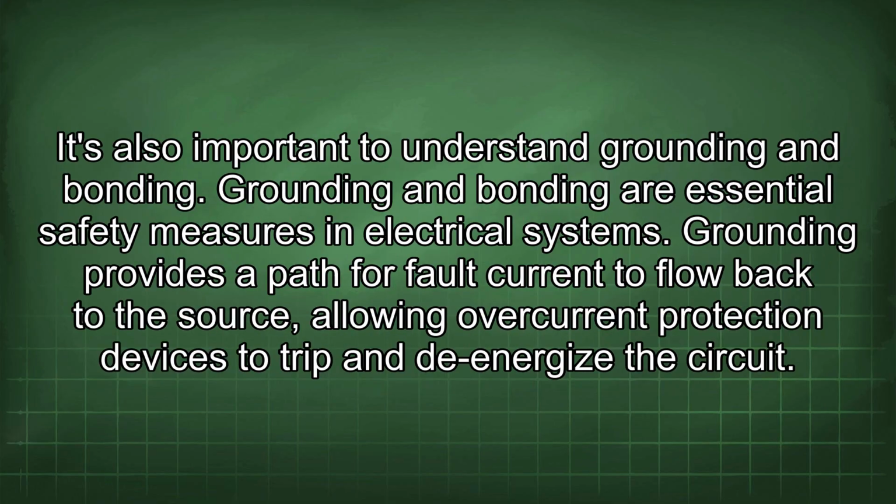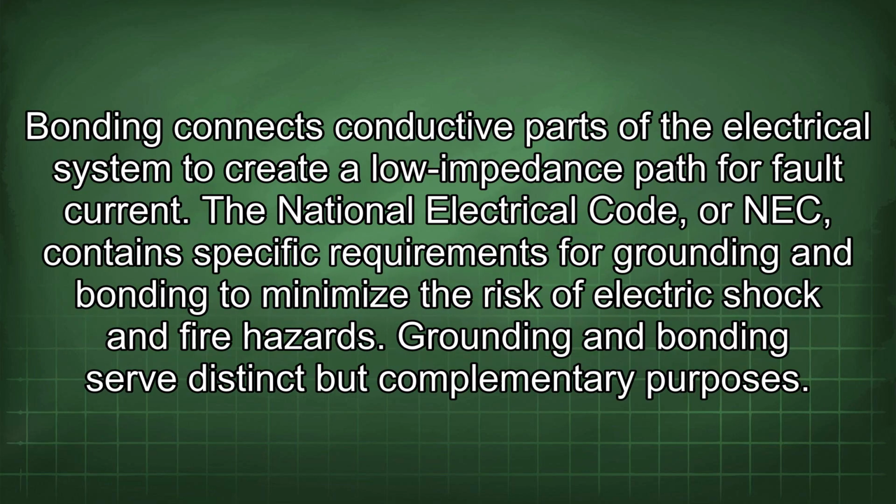It's also important to understand grounding and bonding. Grounding and bonding are essential safety measures in electrical systems. Grounding provides a path for fault current to flow back to the source, allowing overcurrent protection devices to trip and de-energize the circuit. Bonding connects conductive parts of the electrical system to create a low impedance path for fault current.